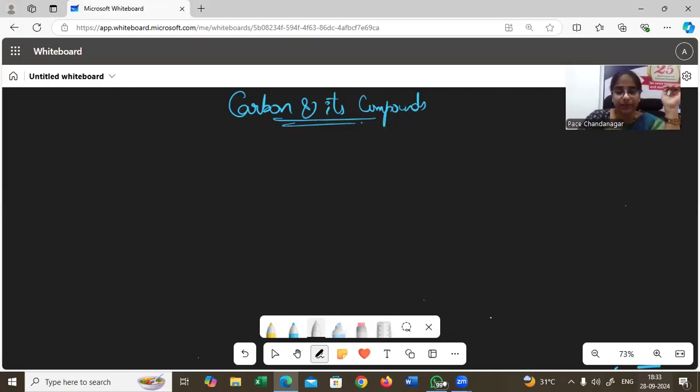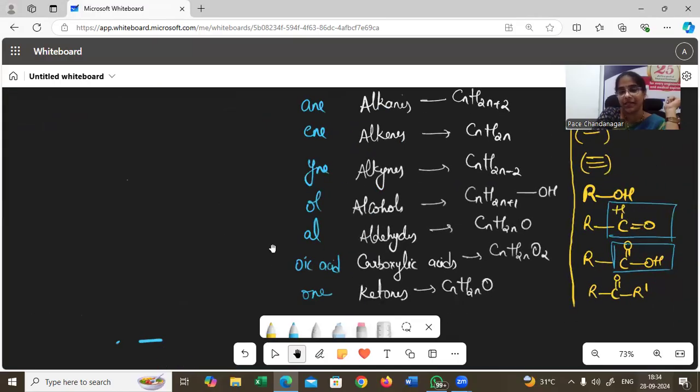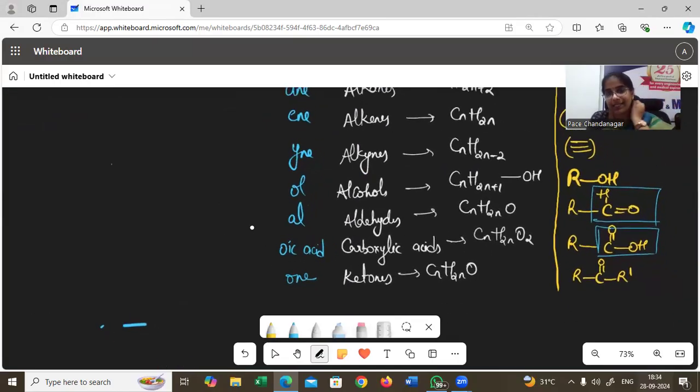Now we are going to the next phase, which is functional groups. We have a few important functional groups for your 10th grade: alcohols, aldehydes, carboxylic acids, and ketones. Alcohols, the general formula is CnH2n+1OH. Then aldehydes is CnH2nO, carboxylic acid CnH2nO2, and ketones CnH2nO.